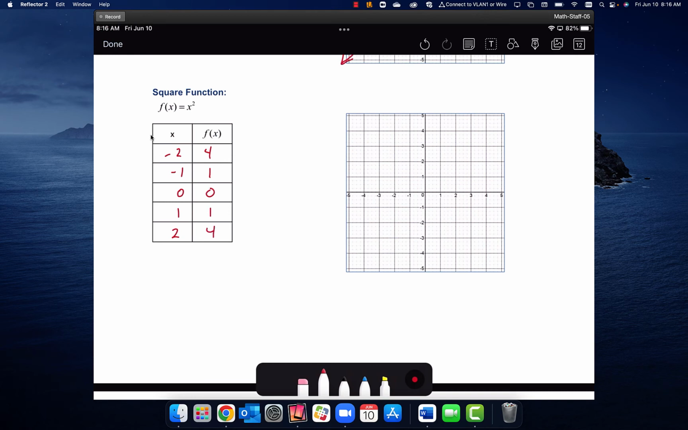Plot those points. -2, 4, -1, 1, 0, 0, 1, 1, and 2, 4. Play connect the dots. This time we'll do a smooth curve. And we have a quadratic.